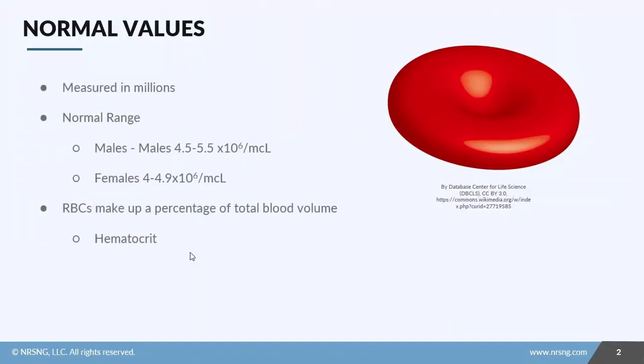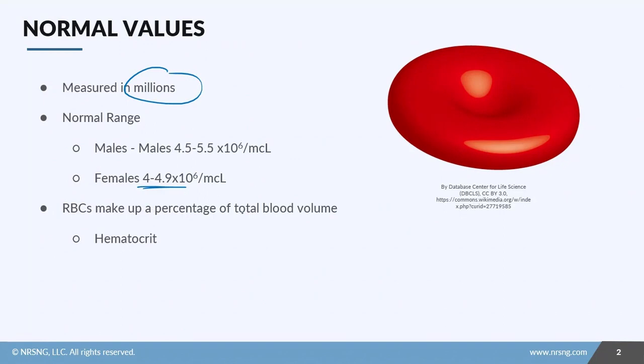Alright guys, in this lesson we're going to talk about red blood cells. The first thing we need to look at is that red blood cells are measured in millions. The normal range for male patients is 4.5 to 5.5 million cells per microliter. In females, it's slightly lower, at 4 to 4.9 million cells per microliter.